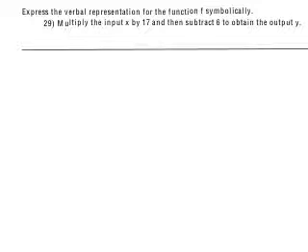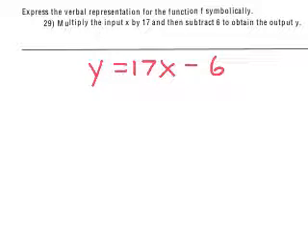It says multiply the input x by 17 and then subtract 6 to obtain the output y. So you're just basically translating that back into an equation. Multiply the input x by 17. Okay, so 17x. And then subtract 6 to obtain the output y. So we subtract 6 and our output is y. Well, it's saying output y, so we'll put it in y. Y equals 17x minus 6.